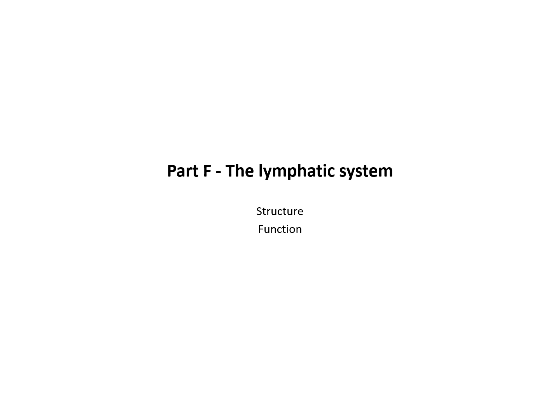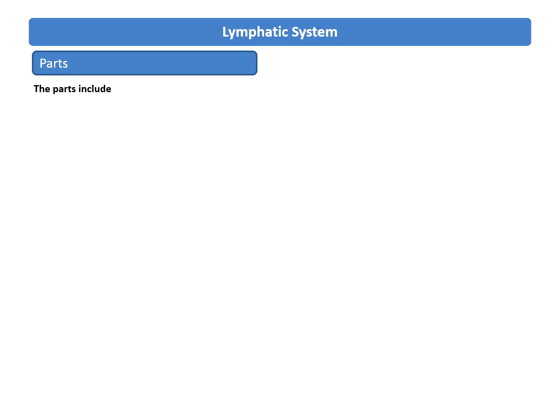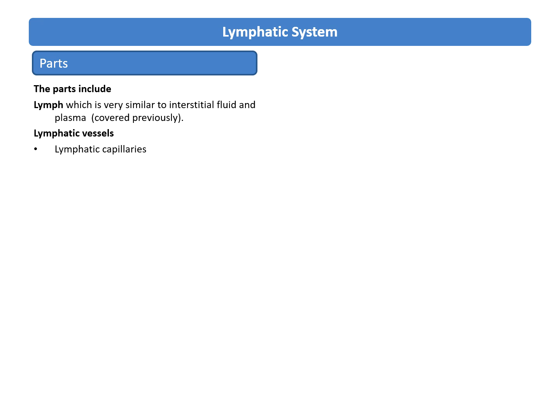Let's continue with part F, the lymphatic system. The parts of the lymph system include lymph, the fluid. It's very similar to interstitial fluid and plasma. Lymphatic vessels. These include tiny lymphatic capillaries and larger lymphatic vessels. They're similar to veins and they contain valves.